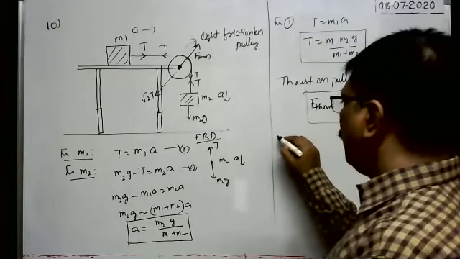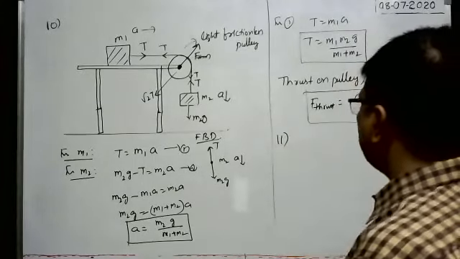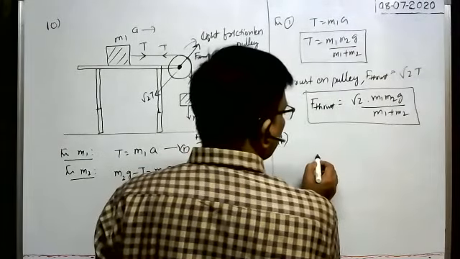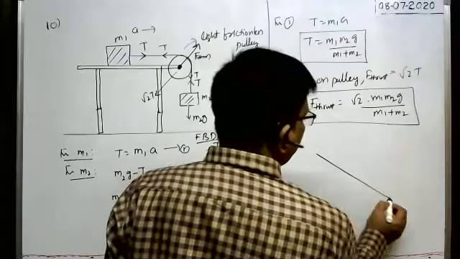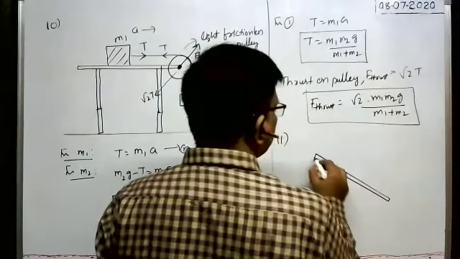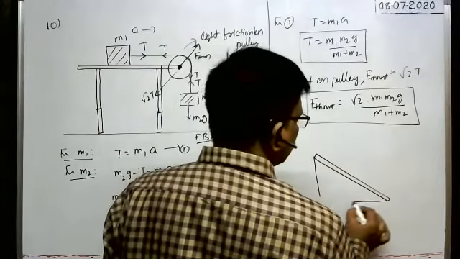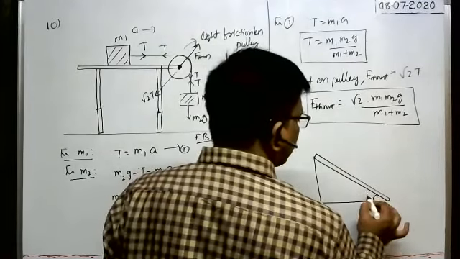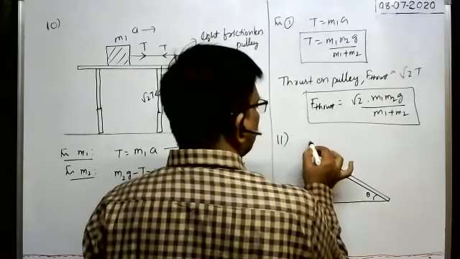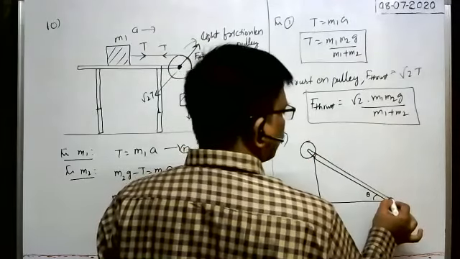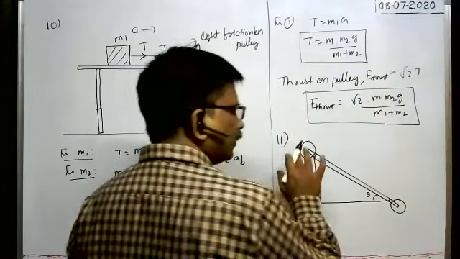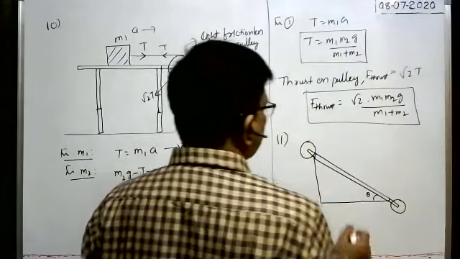Okay, next, 11th note point. There is an inclined plane like this, of angle of inclination theta. Here one pulley is fixed at this point. Another pulley is fixed at this point. Light frictionless pulleys are fixed like this.